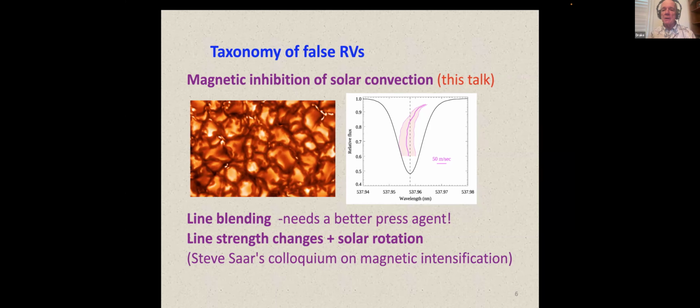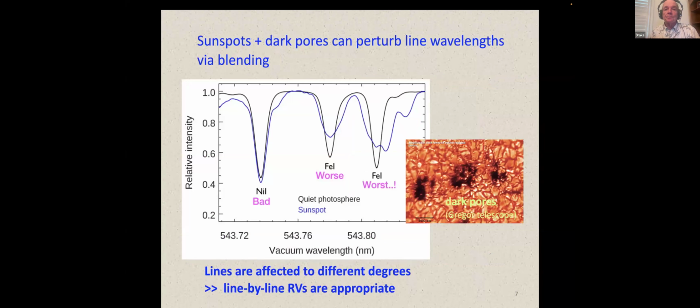If the line were symmetric, then the bisector would be this vertical dashed line here, and that would be the centroid of the line. When the line is not symmetric, the bisector is curved, and then you have to decide what the centroid of the line is. If you're measuring changes in radial velocity, which is really all we care about, then if the bisector is constant, you can just look at changes in the bisector, shifts in the bisector.